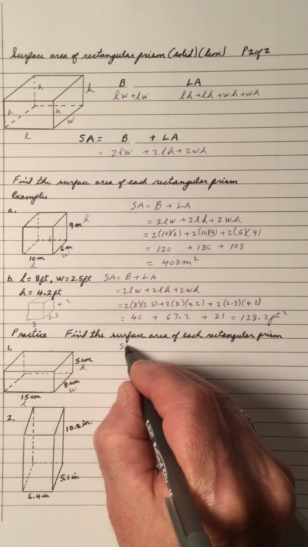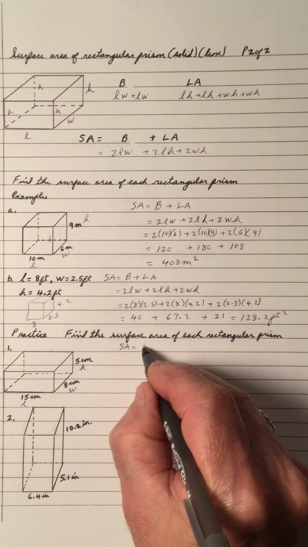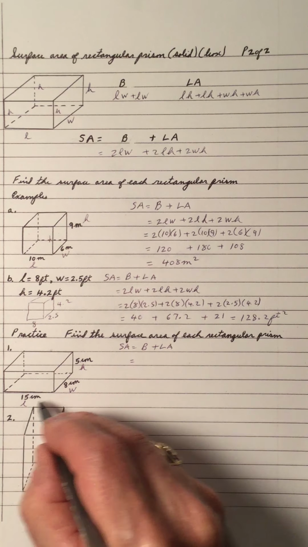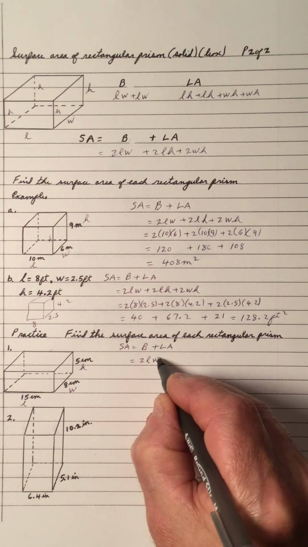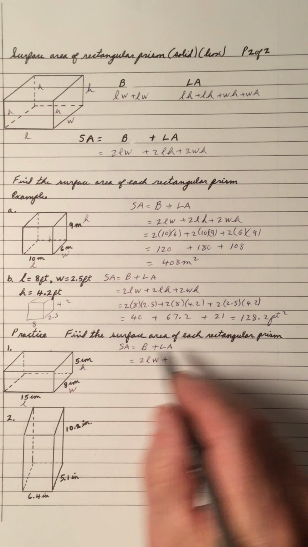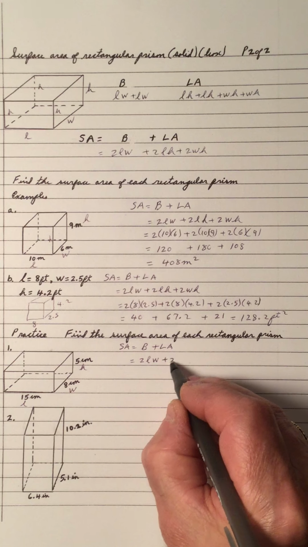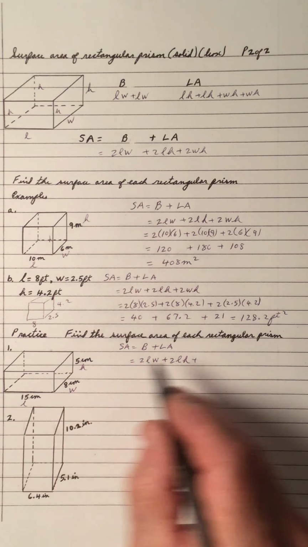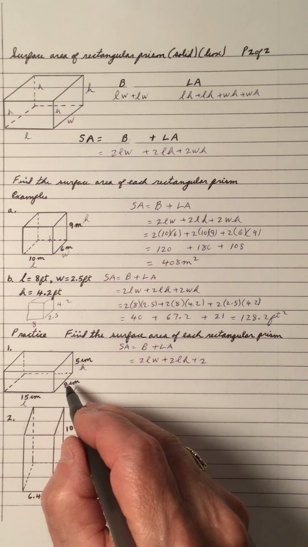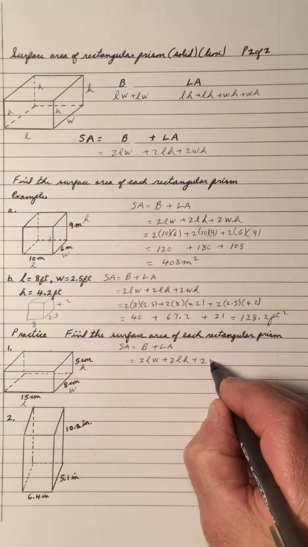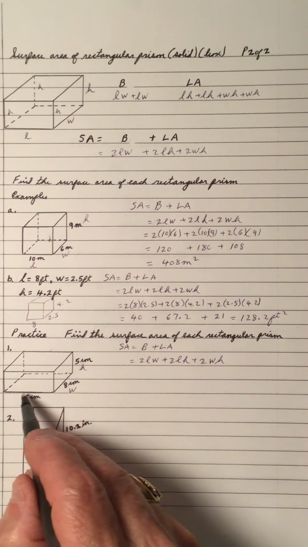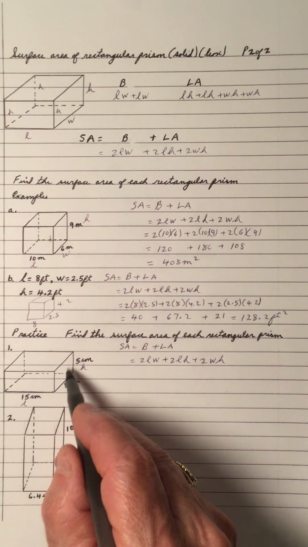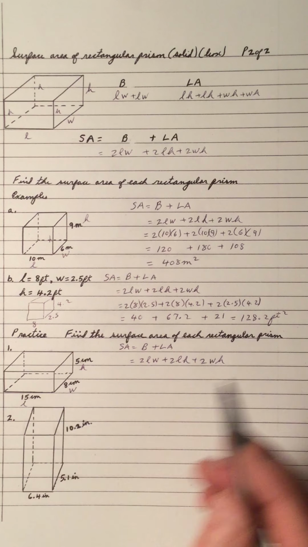So the surface area is the base area plus the lateral area. The base area is 2 length and width. The lateral area are all the sides, but the sides are the length and the height, this one, and the other one is the width and the height. So the length and the height gives us the front and the back. The width and the height gives us the two side ones.